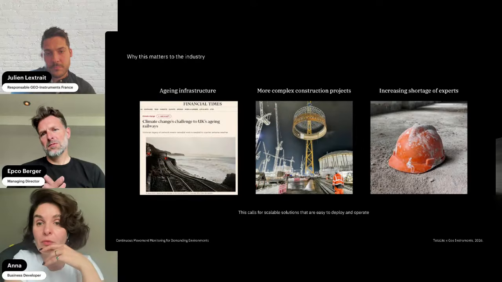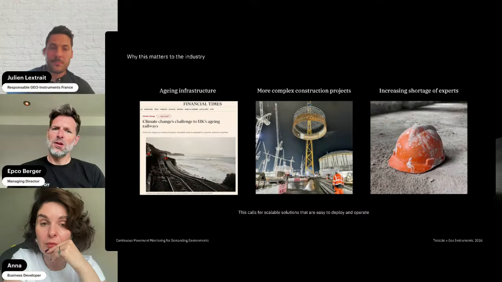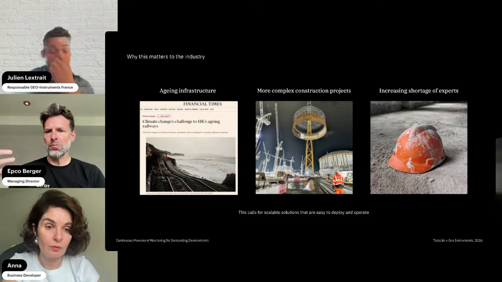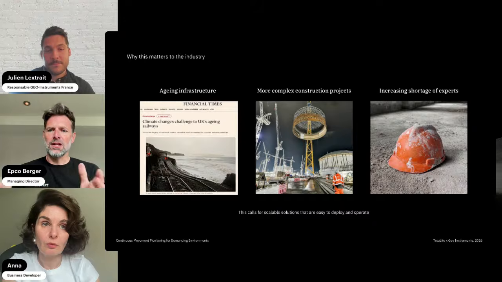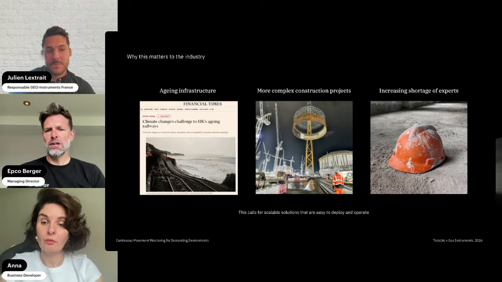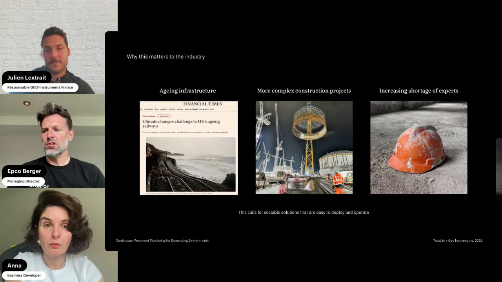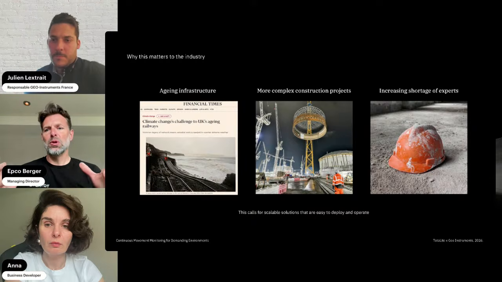Yeah, maybe from a bit broader perspective, why does this matter for the industry? We see all around the world that infrastructure is aging. Whether it's railway tracks in this picture or bridges, a lot was built after the Second World War and is getting to the end of its life, which is getting critical. And we see all around the world that this increases the challenge. And in some countries, we just don't have enough either money or staff to actually do all those projects. And also on the construction side, we see that construction projects are getting more complex. So there's more built environment.